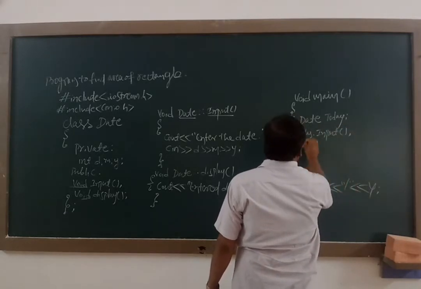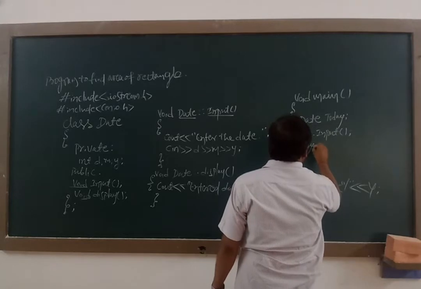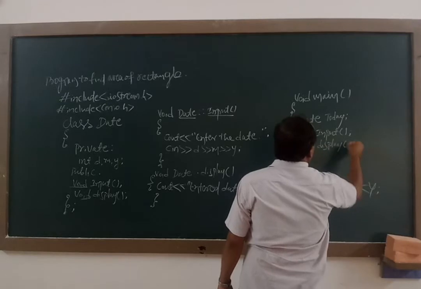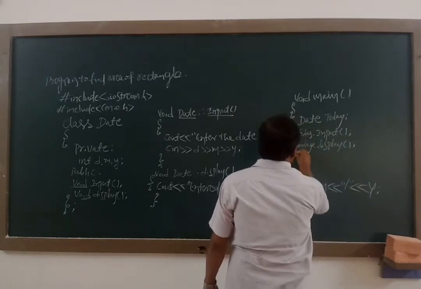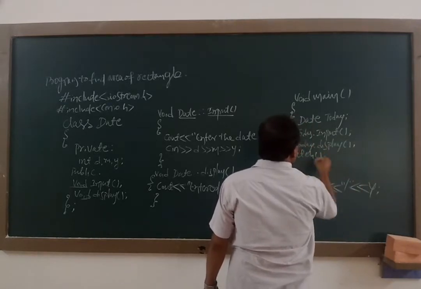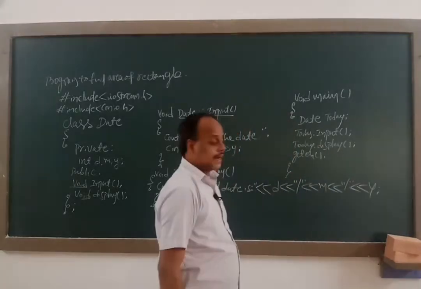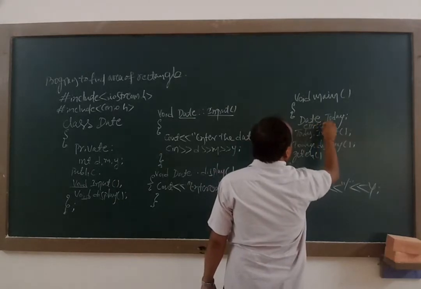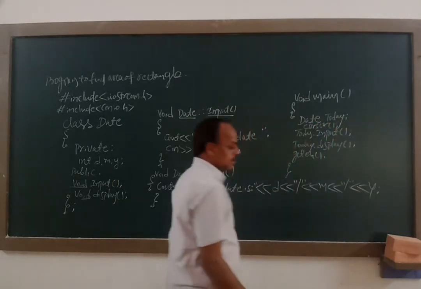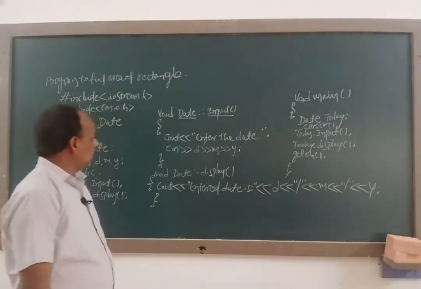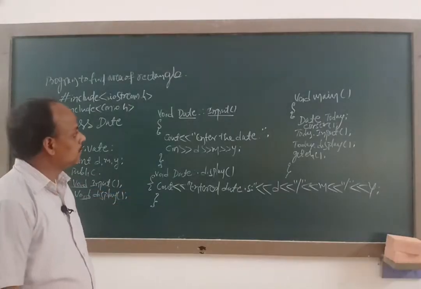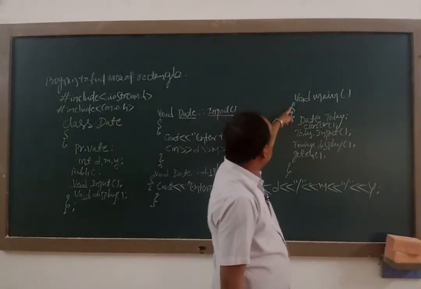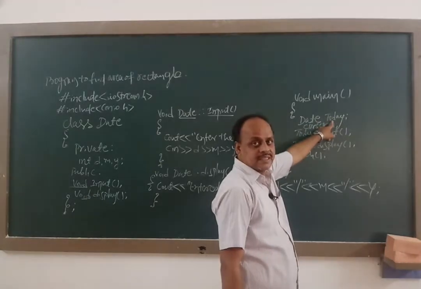Next, today dot display function, right? Next getch, close, and after object declaration you may write clrscr function, right? Now see, I am going to explain how it works. So execution starts from main function. In the main function, today named object is created.